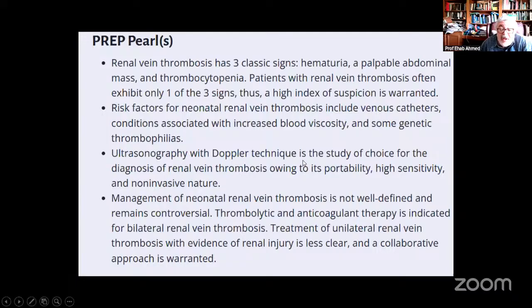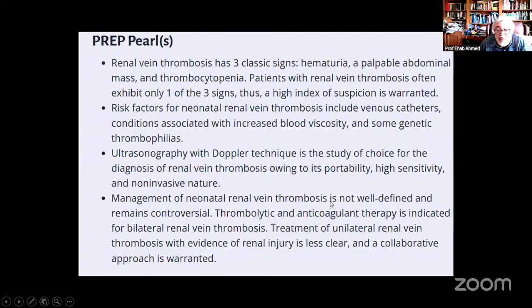Ultrasonography with Doppler technique is the study of choice. This is the gold standard for the diagnosis of renal vein thrombosis. Why? Because of its portability, high sensitivity, and it's non-invasive.